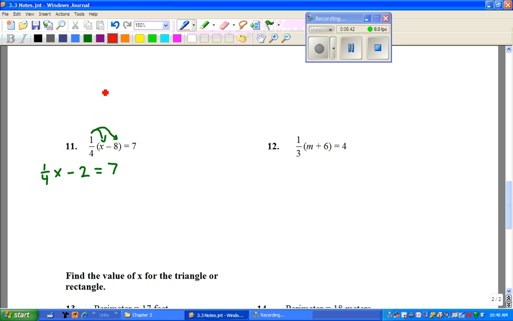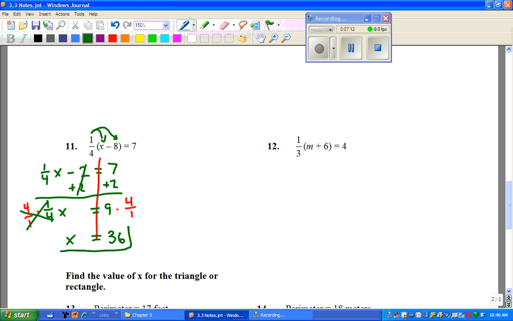Now we're just down to our two-step equation, where you're going to add 2 here, add 2 here, and you end up with 1/4 x, the 2's cancel out, equals 9. Then remember, instead of dividing by a fraction, we want to multiply by the reciprocal, and multiply by the reciprocal over here. So we're going to end up with 1/4 and 4 over 1 canceling out. X is equal to 9 times 4, which gives me 36 over 1, and it continues to be 36. So that right there is one way to do it.